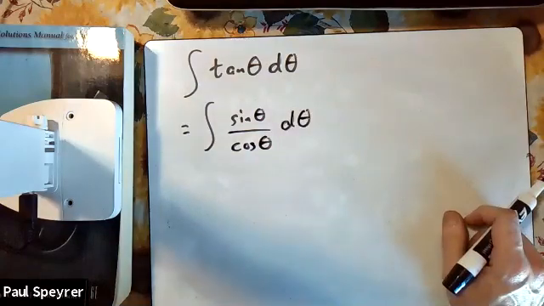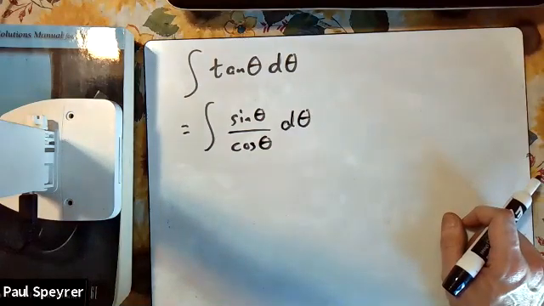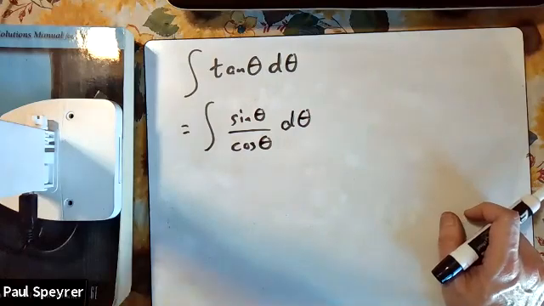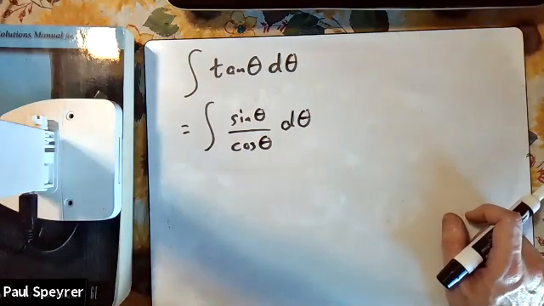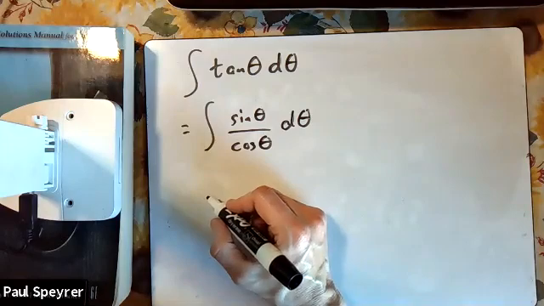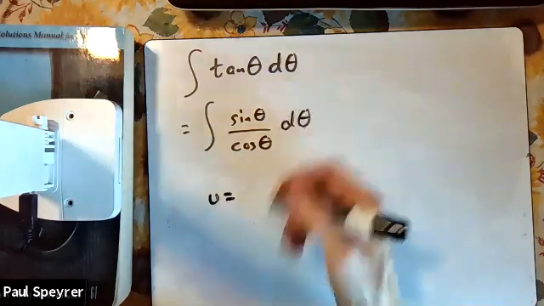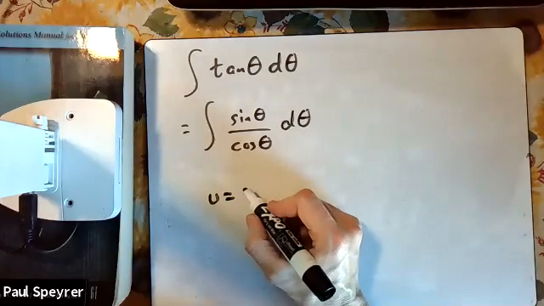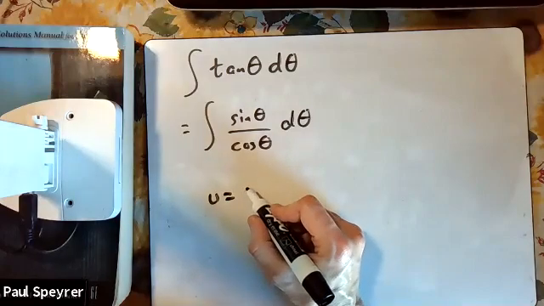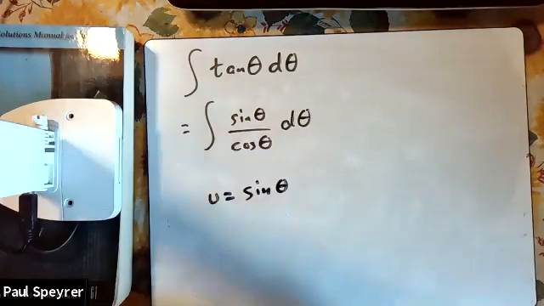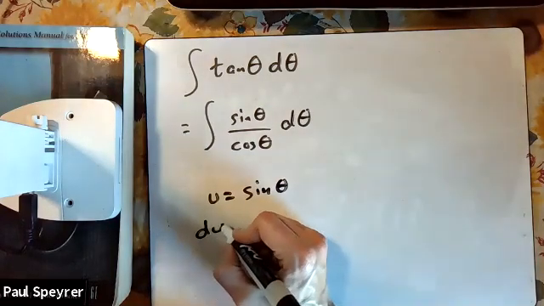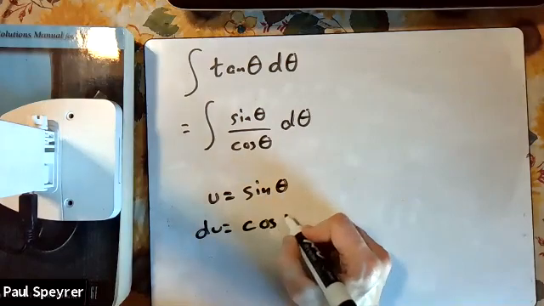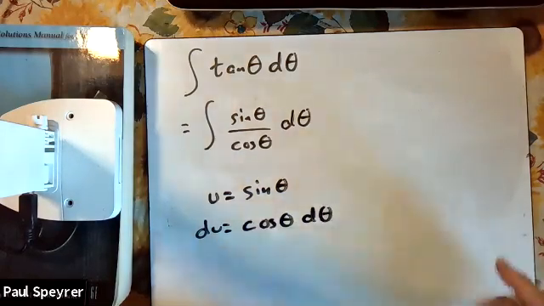So now we have two different pieces, right? That's a little better. So right here, there's a couple different things we could try. We could say, let u equal what? The top or the bottom? Remember, the goal is you want to think, if I take the derivative of something, will it match something else in the problem? So if I let u equal sine of theta, what does du equal? Well, du would be cosine of theta d theta.